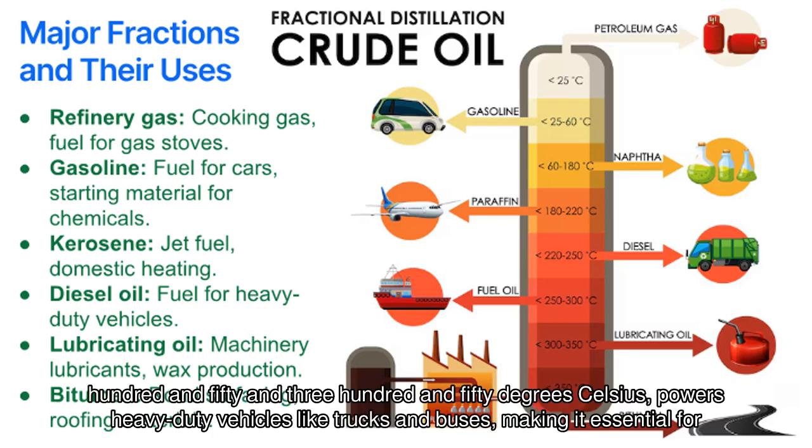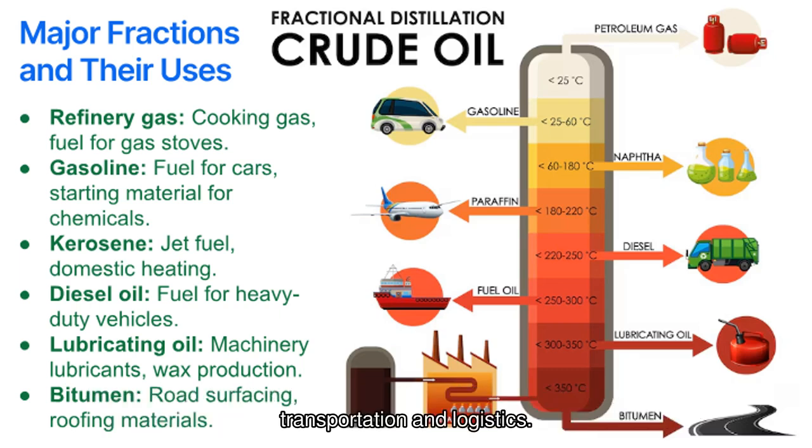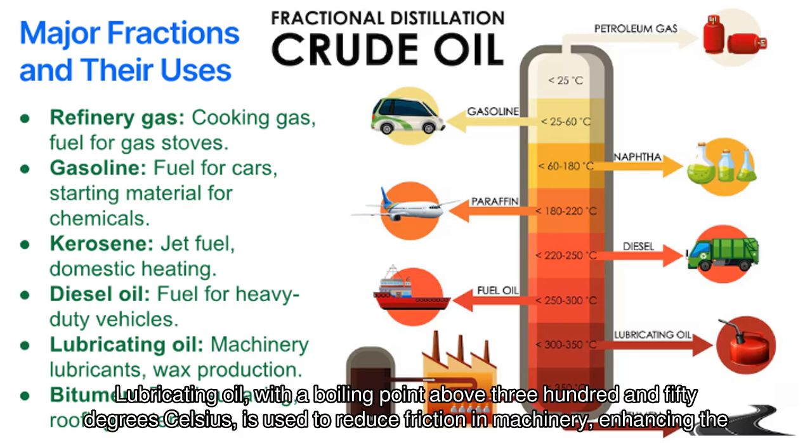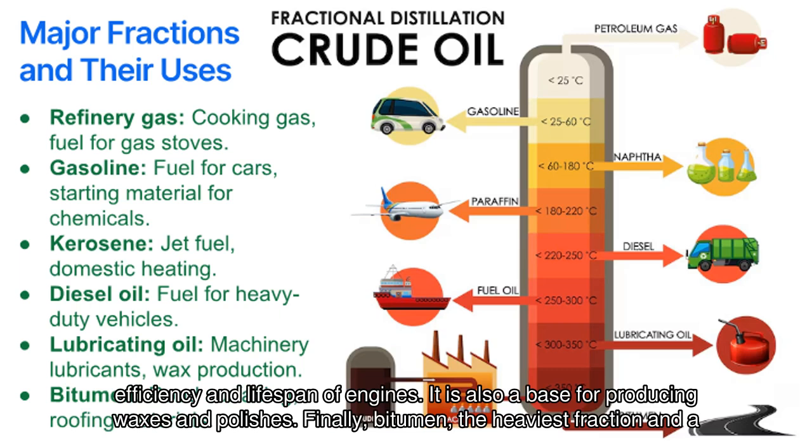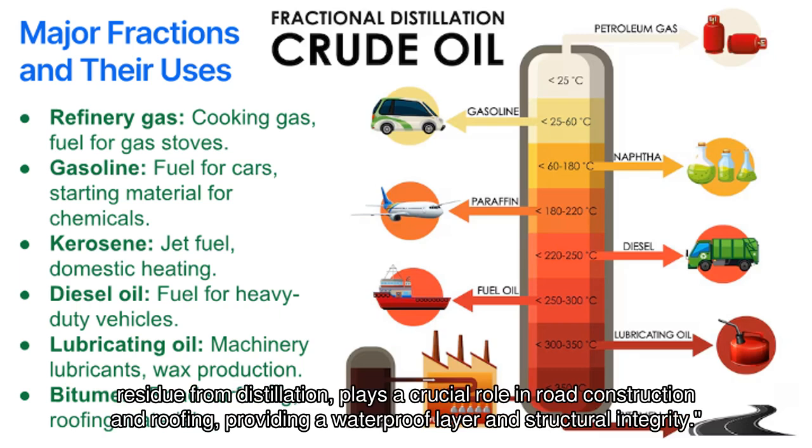Diesel oil, which distills between 250 and 350 degrees Celsius, powers heavy-duty vehicles like trucks and buses, making it essential for transportation and logistics. Lubricating oil, with a boiling point above 350 degrees Celsius, is used to reduce friction in machinery, enhancing the efficiency and lifespan of engines. It is also a base for producing waxes and polishes. Finally, bitumen, the heaviest fraction and a residue from distillation, plays a crucial role in road construction and roofing, providing a waterproof layer and structural integrity.